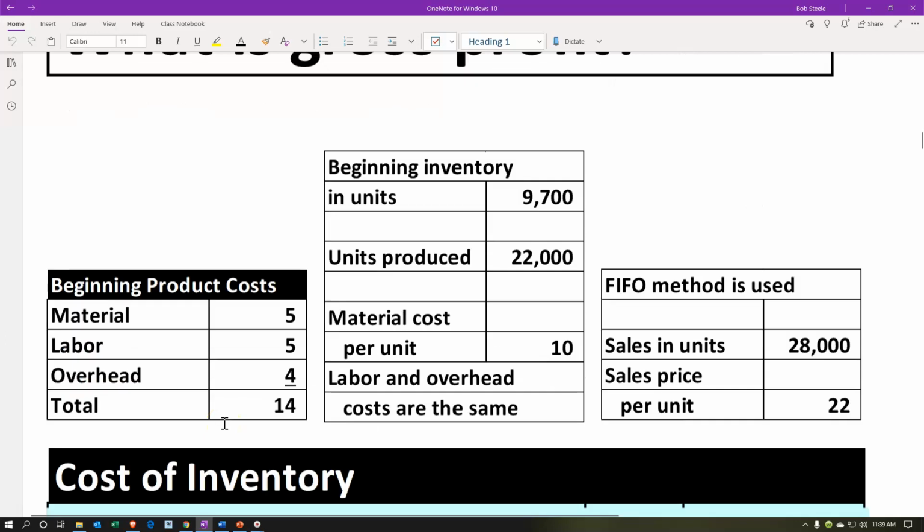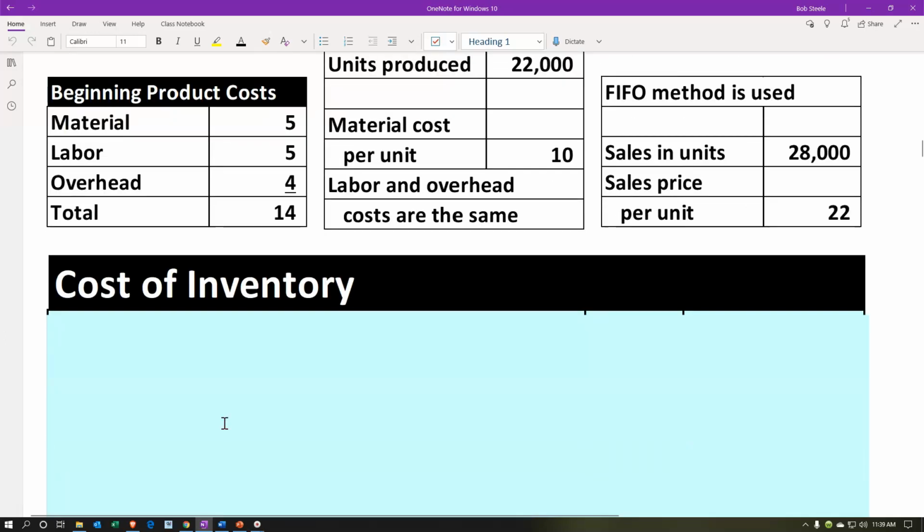Okay, so here's a shorter version of that same material. Let's go through our process.